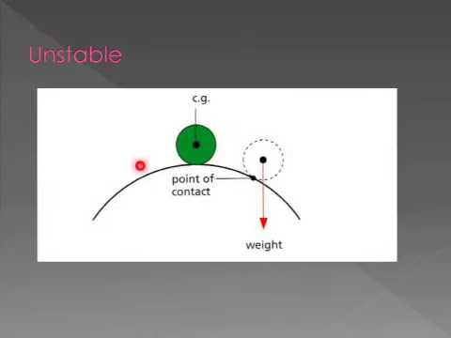This is an unstable state of equilibrium. You only have to give this ball a light tap on one side, it will roll off the point of equilibrium.